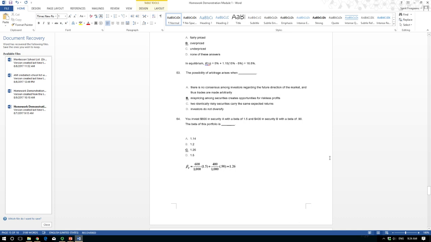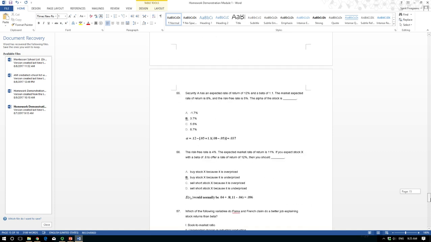Number 54. You invest $600 in security A with a beta of 1.5, and $400 in B with a beta of 0.9. What is the beta for the portfolio? Here you have two assets with different betas, and your portfolio beta should equal the weighted average of the betas. So here you calculate the weighted average, right? What's the weight for the first one? The weight for the first one is 600 divided by $1,000. $1,000 is the total investment: 600 plus 400 is $1,000. So you put 60% of your money in security A and 40% in security B. Then you do the weighted average: weight of A times beta of A, plus weight of B times beta of B, which gives you 1.26 as the weighted average beta of the portfolio.